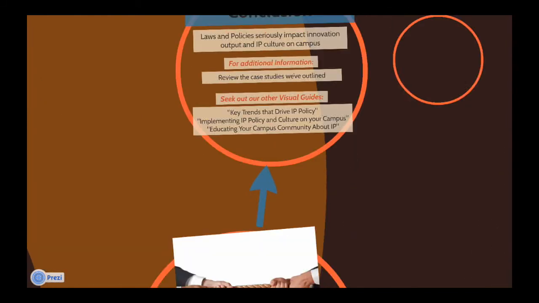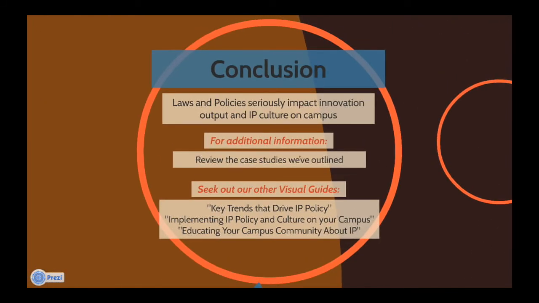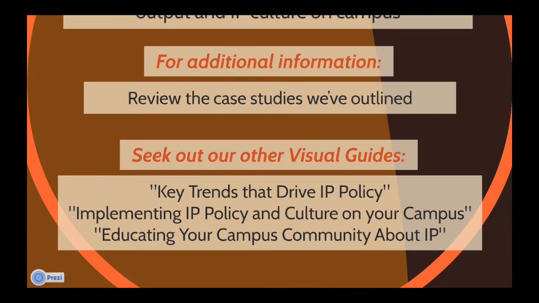So this concludes our Law and Policies video, part 2 of 4 in our series, A Visual Guide to Institutional IP. We've shown that laws and policies seriously impact innovation output and IP culture on campus. For additional information, we encourage you to review the case studies we've outlined, along with other visual guides from this series: Key trends that drive IP policy, implementing IP policy and culture on your campus, and educating your campus community about IP.